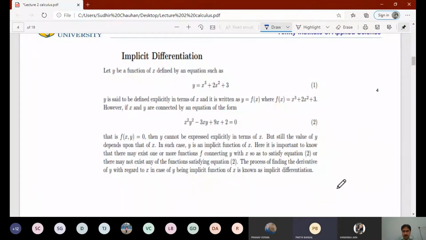Any student? Sir, where x and y can be separated are known as implicit functions, and where they cannot be separated are known as explicit functions. Now, what do you mean by separation? They can be put on either side of the equal sign. Okay. So, any other student? Sir, explicit functions are those functions in which we can separate x and y, and implicit functions are those functions in which x and y can't be separated in the equation. Very good.